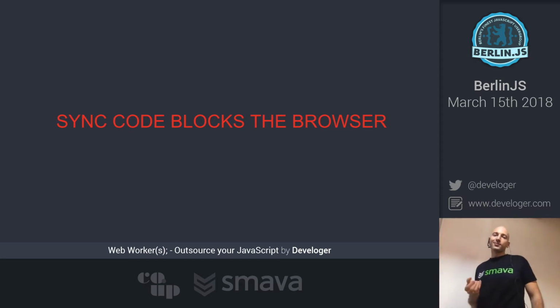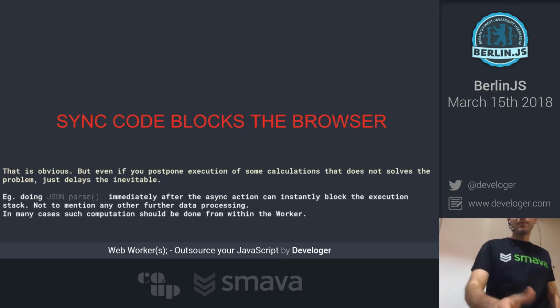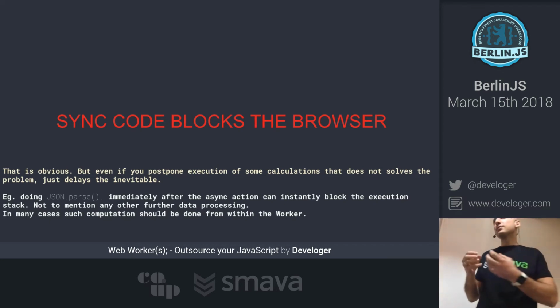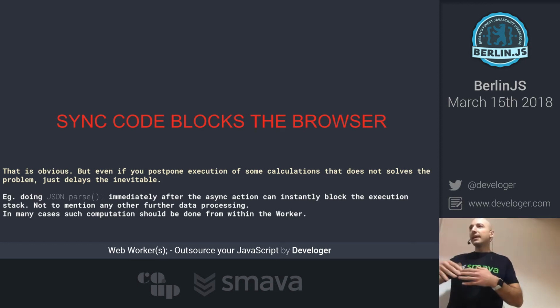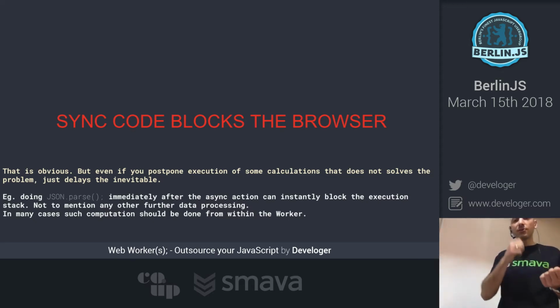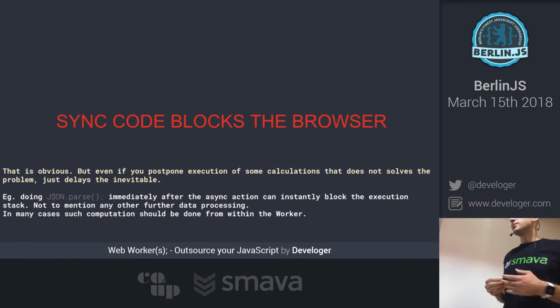So synchronous code blocks the browser. Sometimes it can actually block your browser, literally block your UI as well, not just the execution of the JavaScript. And it's obvious, everybody knows, but even if you postpone execution of some calculation, that will not solve your problem. It will just delay the inevitable. Because if you do some async actions and then whatever is returned, for example, this is the usual API call stuff, you get your JSON and then you need to parse it. This parse thing is synchronous. It was always synchronous and still is synchronous.